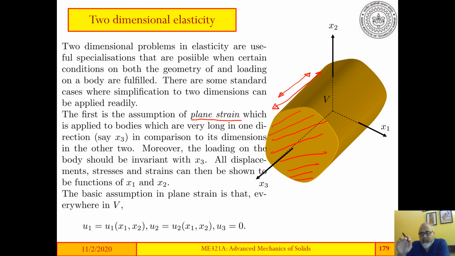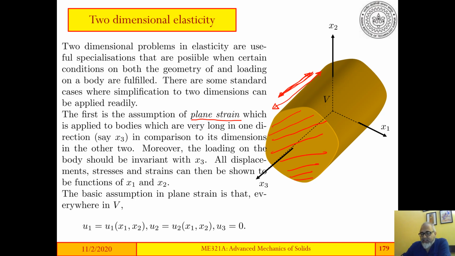So let me repeat that there are two conditions to plane strain. One is a geometric condition. The body has to be very long in one direction compared to its dimensions in the other two directions. That's the first geometric requirement. And the second requirement is in terms of load, in the sense that the loading should not vary in the x3 direction. In the long direction, the loading should not have any variation, and plane cross sections perpendicular to the loading direction should always remain plane.